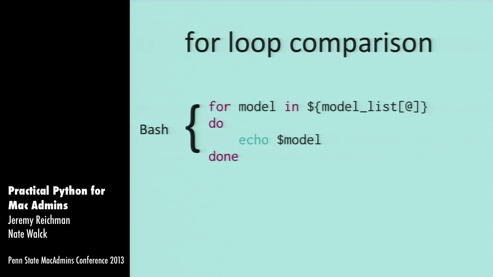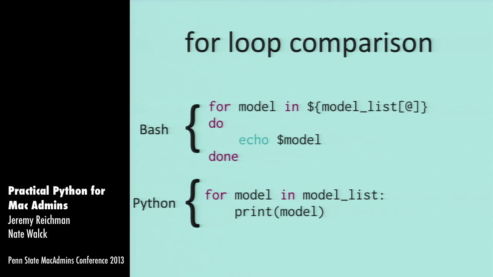So here's just a simple loop comparison in Bash. We have a list of models, and we are iterating through it. So we're saying for model in the array, echo the model. In Python, it looks very much the same, except it's actually a little bit fewer lines. You could condense the Bash one a little bit more, but it's for model in model list, colon, and that's important. You must have the colon at the end of it. Print the model. And if you notice, there's no done or anything like that, because the next line that is not indented indicates the end of that code block. So it's very nice, very concise, does the exact same thing as the one above it.